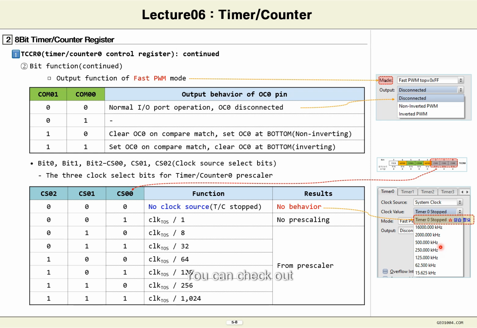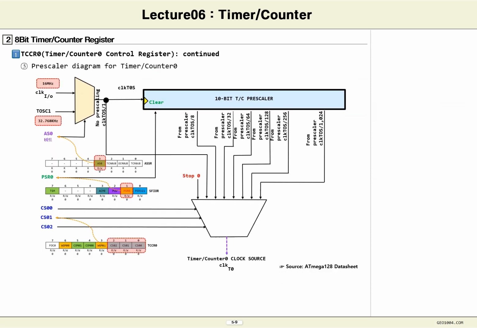You can check out this interface in Code Wizard, AVR. So, please know that depending on the bit being divided, clock source 00, clock source 01, and clock source 02 become like this.